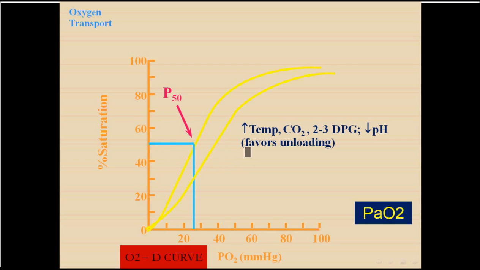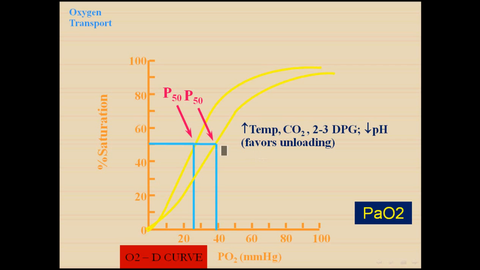This means again that the oxygen carrying capacity will drop, and this is bad. This means that instead of 27 millimeter mercury as a pressure to give you 50% saturation, we need a higher pressure, about 40 millimeter mercury of oxygen to give you the same thing, 50% saturation.